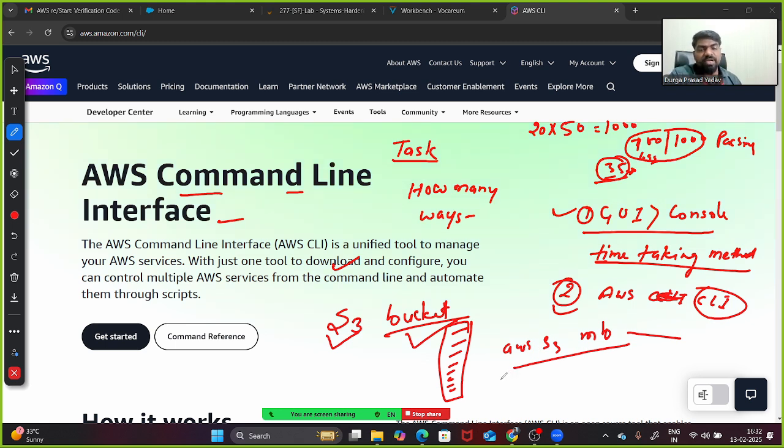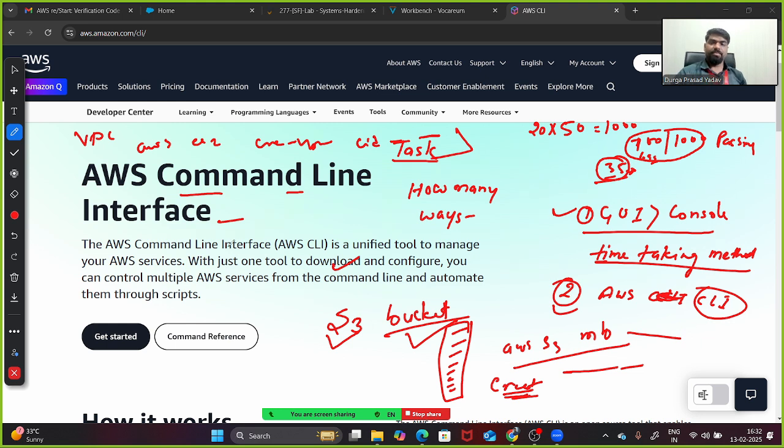Likewise, if you need to create an EC2 instance, create will not work, run will work. So you will create the EC2 instance that way. Or let's say you need to create a VPC. You will just write aws ec2 create-vpc, give the CIDR block, and create the VPC. So the first reason for using the AWS command line interface is that it is faster than the console.